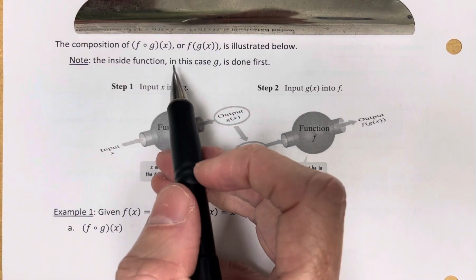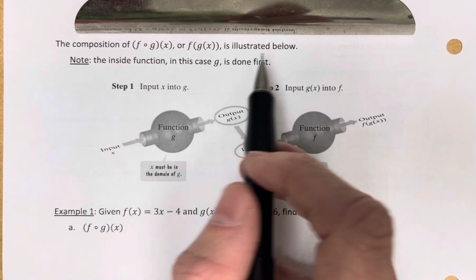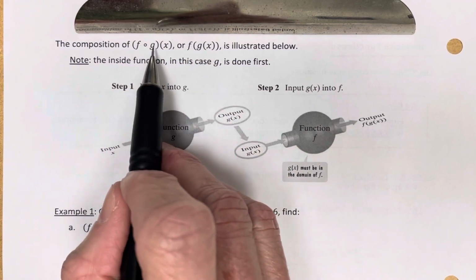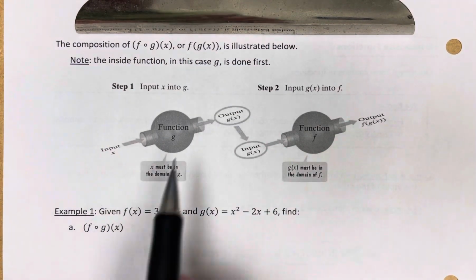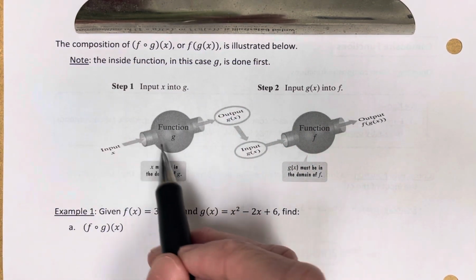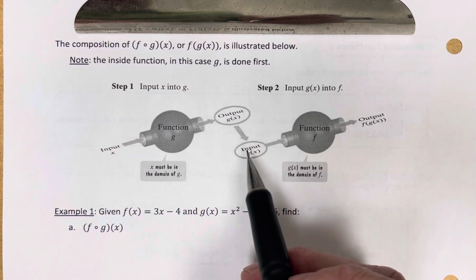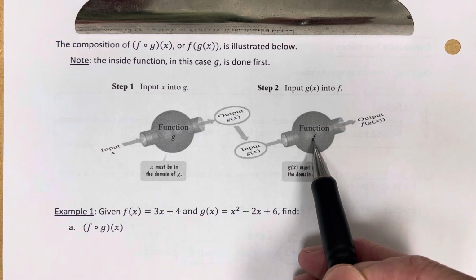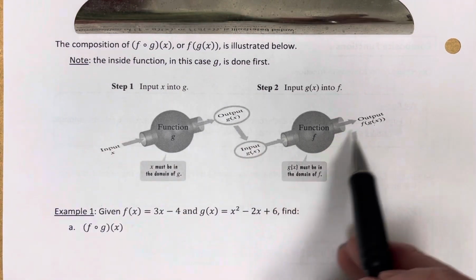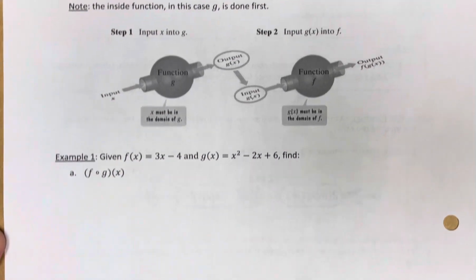Okay, so here we have f of g of x, and it's illustrated below. Again, the inside function, or the next to function, goes first. In this case, it's the g function. So your input value goes into the g function, and out comes a result. That new result now goes into the f function, and out comes your final result. So it has to pass through two machines to get to the final result, one after the other.